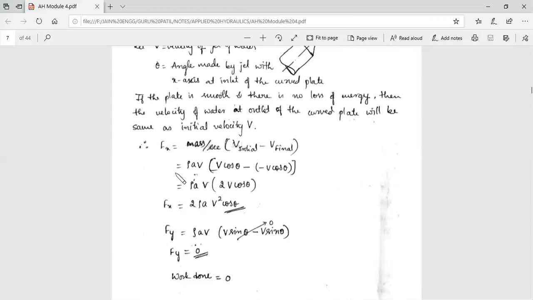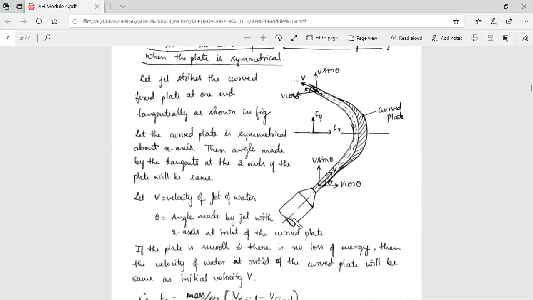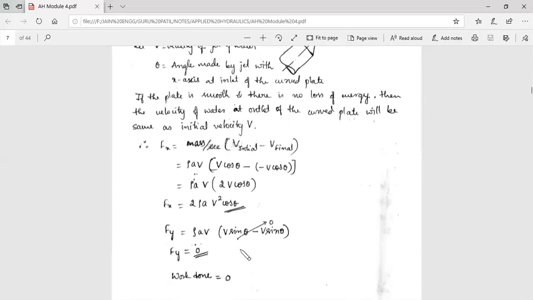So again by using the momentum equation, Fx equals mass per second times initial minus final. So initial here you can see is v cos theta. V cos theta is the horizontal component because we are considering Fx. And the final velocity will be minus v cos theta. So minus of minus becomes plus: v cos theta plus v cos theta, 2v cos theta. So it will become 2 rho a v square cos theta.